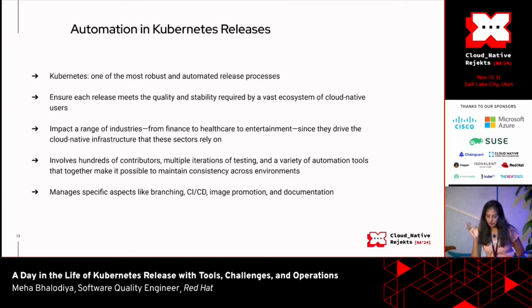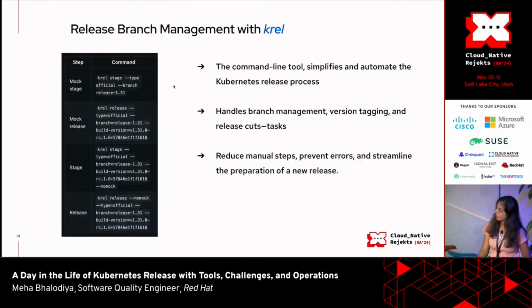Since they drive the cloud native infrastructure that these sectors rely on, the journey of a Kubernetes release involves hundreds of contributors, multiple iterations of testing, and a variety of automation tools that together make it possible to make an efficient release. Now, the process is highly modular, but with specialized tools managing the specific aspects, we can address a sustainable release. So let's take an example of what tools we are using.